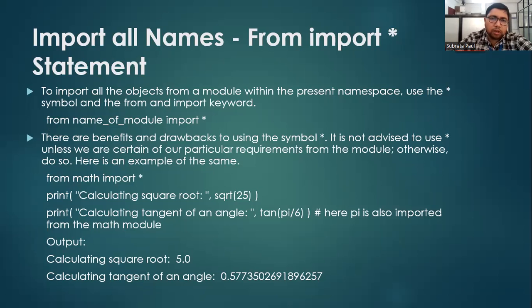from math import star. Then we calculate the square root, sqrt of 25, and the tangent of an angle, tan of pi. Here pi is also imported. So here we have imported all the functions and objects from the math module, and then we have used the function sqrt within the math module. We have also used tan and pi as expressions inside our program.